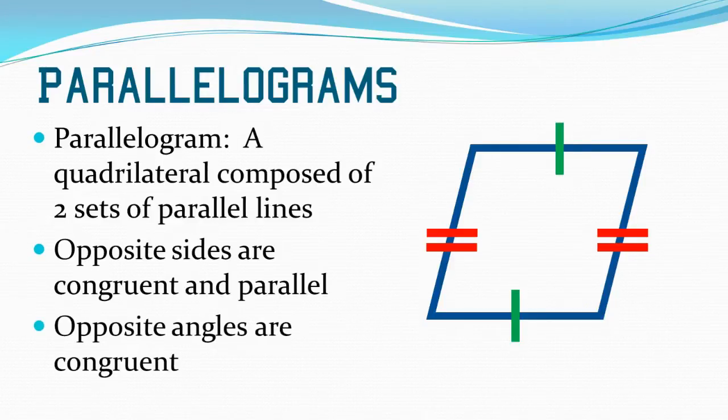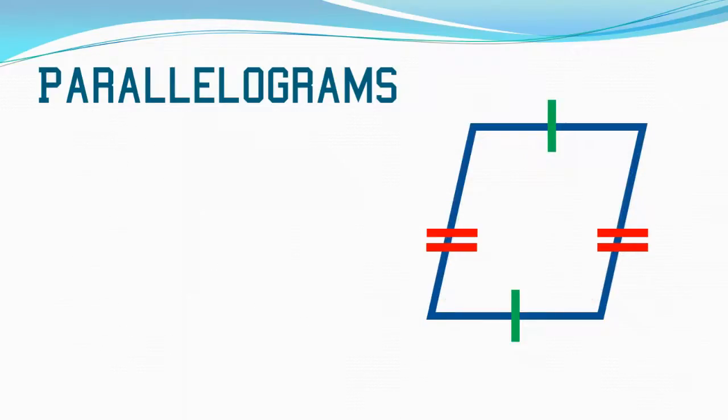Opposite angles are also congruent. So that pair of angles, congruent, the same measure. That pair of angles, congruent, the same measure. Parallelograms open us up to look at a lot of more specific parallelograms. In order to take the next step, let's look at parallelograms as a whole.